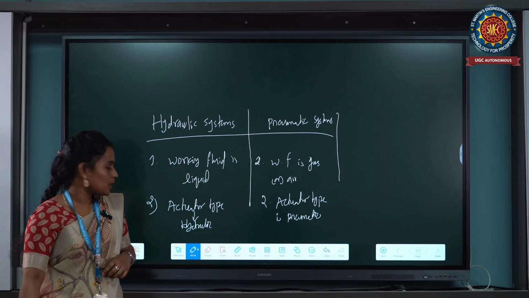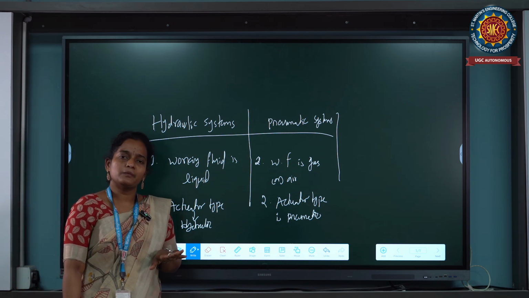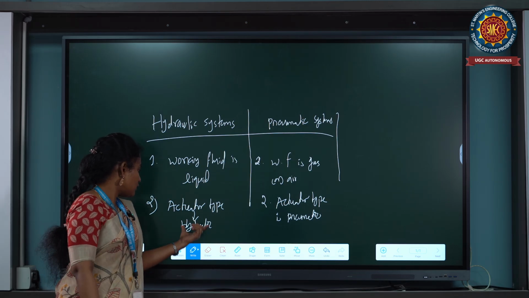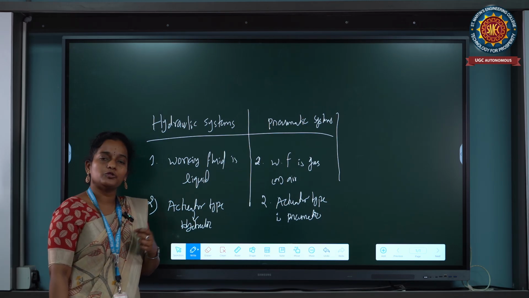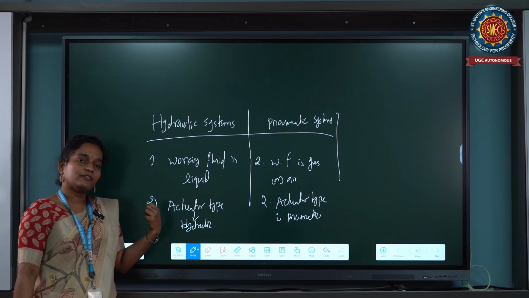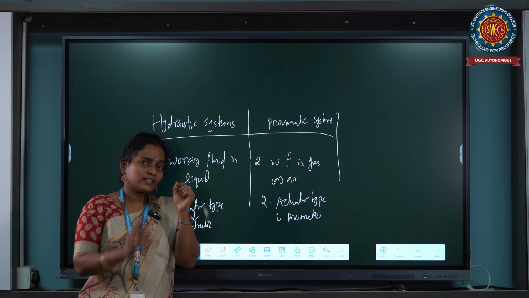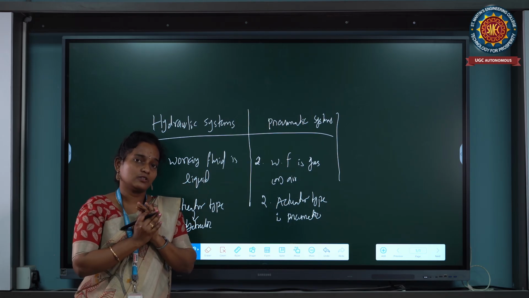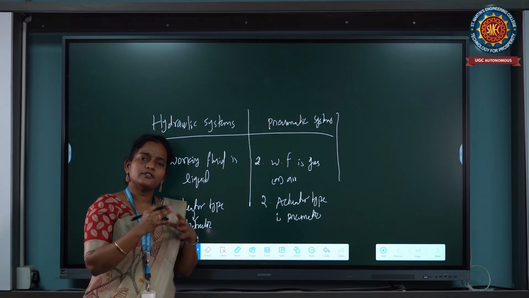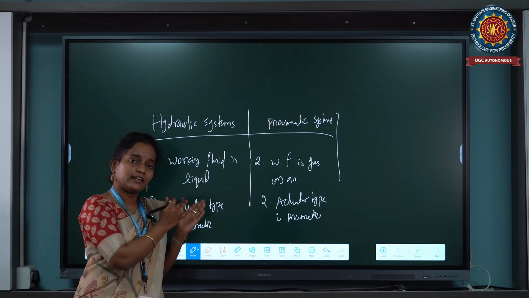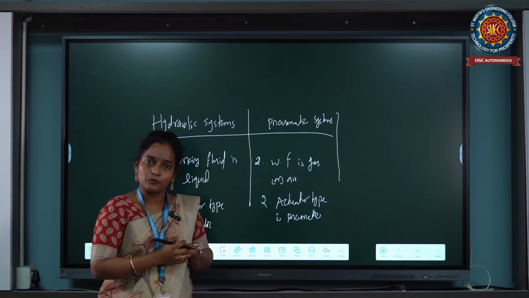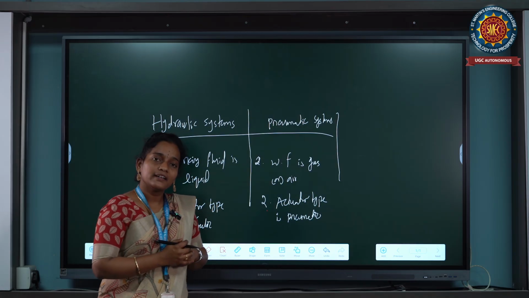Now you have to observe. Both perform the same function, the same procedure only. But here the hydraulic actuator is used to convert whatever the oil force is into mechanical force. Same here, the pneumatic actuator is used to convert the air force. The air force is directly converted into mechanical force by using a pneumatic actuator.